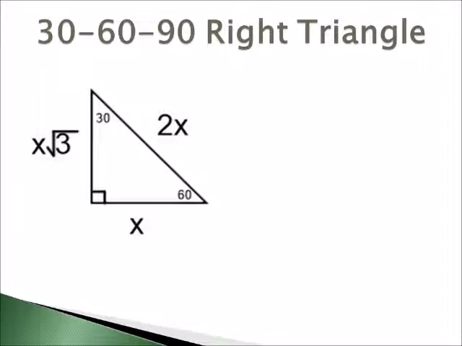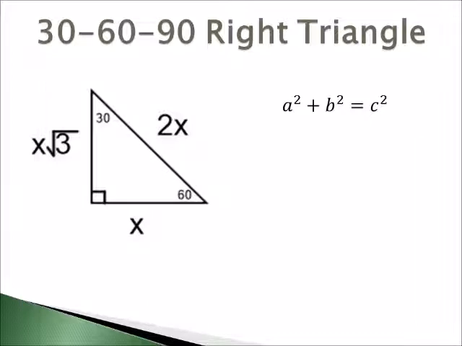The theorem for the 30-60-90 right triangle states that across from your 30-degree angle, your side length will be x. Across from your 60-degree angle, the side length will be x radical 3. And across from your 90-degree angle will be 2x.